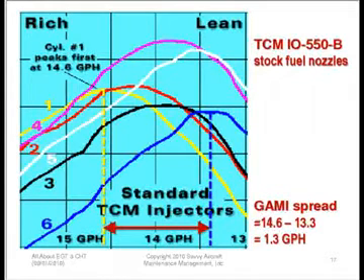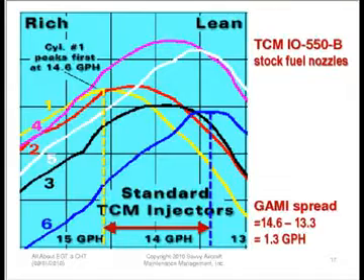So the GAMI spread here is the difference between where the first cylinder peaks and the last cylinder peaks, or the leanest cylinder and the richest cylinder, and it's about 1.3 gallons an hour. That's a very high spread. This engine would not run very well lean of peak, and even running rich of peak, it's going to be significantly less efficient than it should be. Probably burn an extra gallon an hour or so compared with a properly tuned engine.